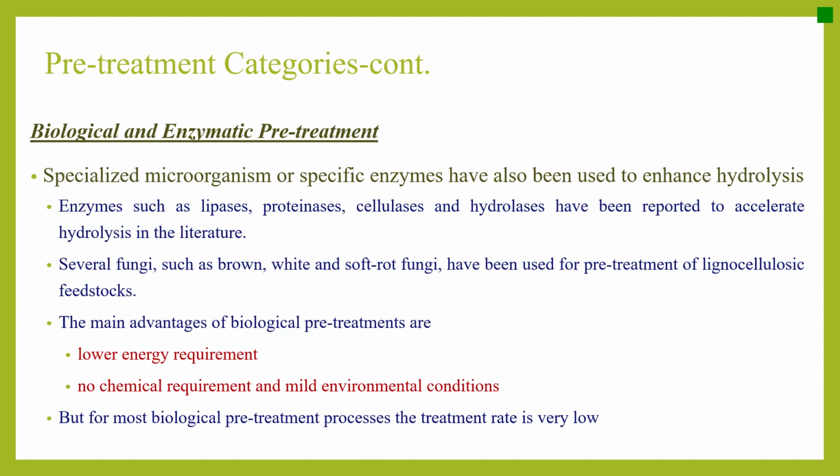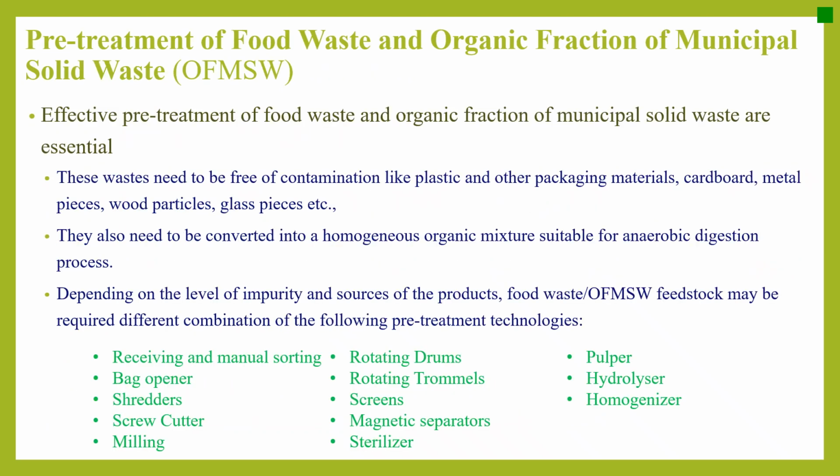Biological and enzymatic pretreatment. Specialized microorganisms or specific enzymes have also been used to enhance hydrolysis. Enzymes such as lipase, proteinase, cellulases, and hydrolases have been reported to accelerate hydrolysis in the literature. Several fungi such as brown, white, and soft rot fungi have been used for pretreatment of lignocellulosic feedstocks. The main advantages of biological pretreatments are lower energy requirement, no chemical requirement, and mild environmental conditions. But for most biological pretreatment processes, the treatment rate is very low.